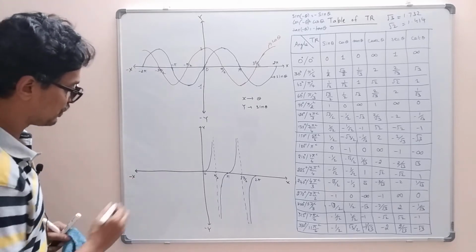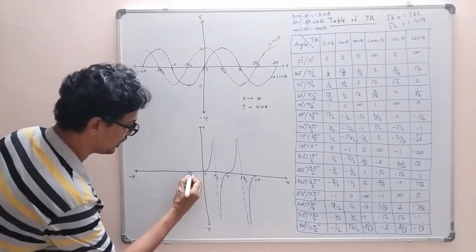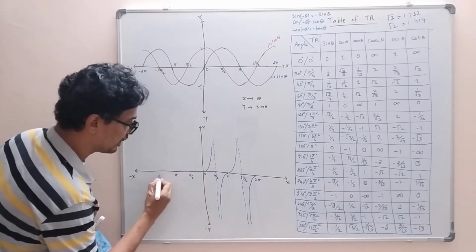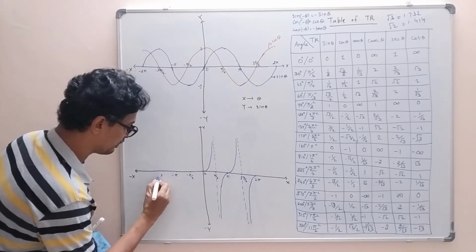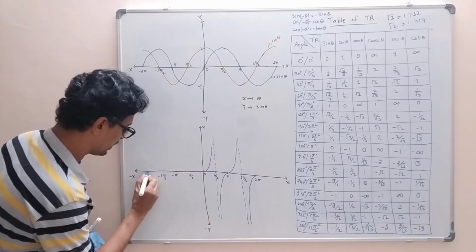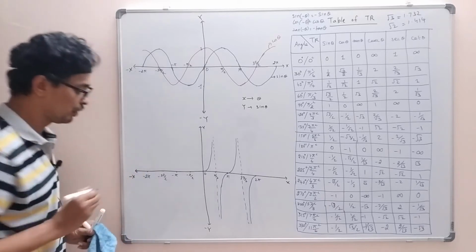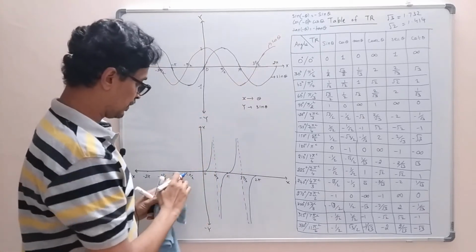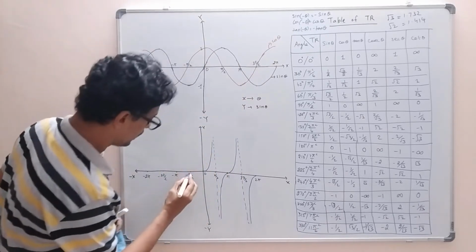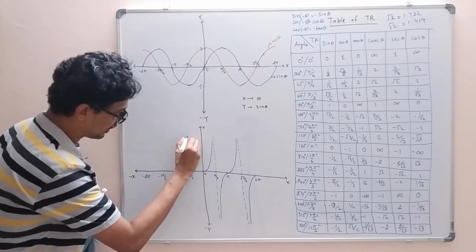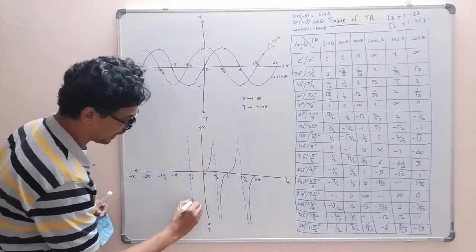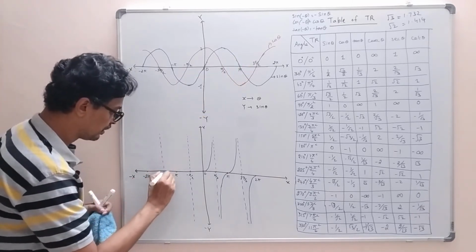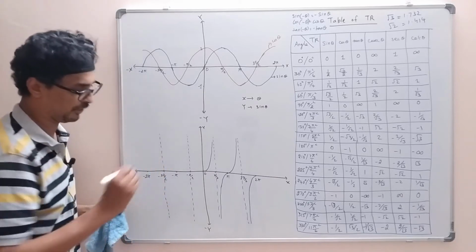So now let us go for the other side. This is going to be minus pi by 2, and then we have minus pi, minus 3 pi by 2, and then we have minus 2 pi. So tan of minus theta equals minus tan theta. Here also, pi by 2 is infinity, so of course minus pi by 2 is also going to be infinity. At all these values, the tan function is not going to be defined.